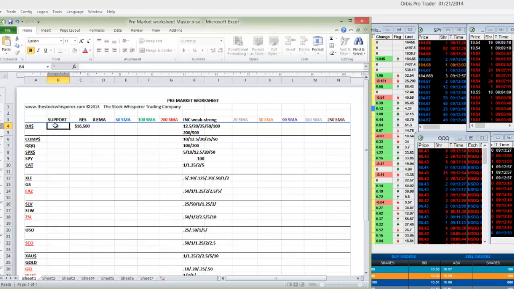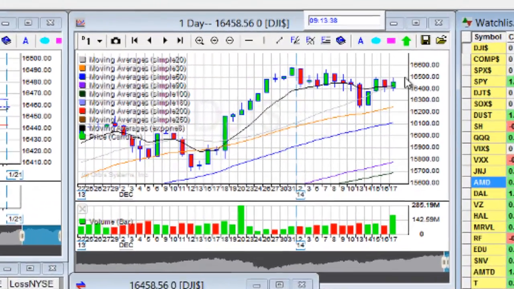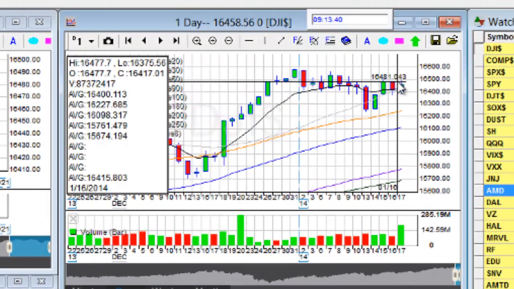And I'm going to put 16,400 support. Now let's put up the chart so you can see. Okay, here's the 500 resistance, and here's the support.